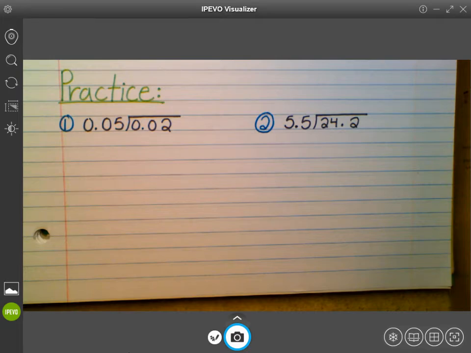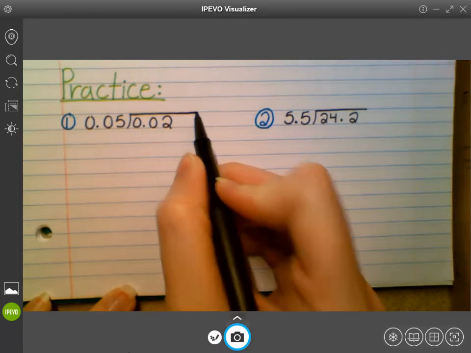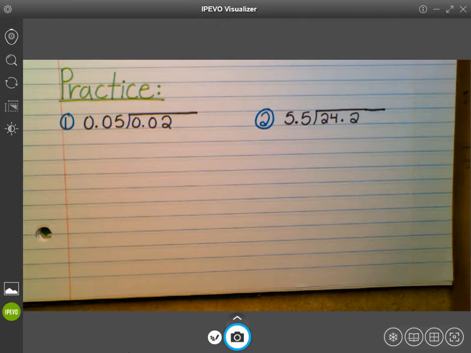Let's get our practice problems written down. So number 1 is 2 hundredths divided by 5 hundredths. Number 2 is 24 and 2 tenths divided by 5 and 5 tenths. I'm actually going to go ahead and extend my line a little bit longer on both of these. All right. So 2 hundredths divided by 5 hundredths, and 24 and 2 tenths divided by 5 and 5 tenths.